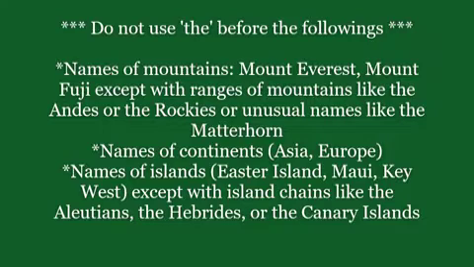Then we will not use the before names of continents like Asia, Europe. We will also not use the before names of islands like Easter Island, Maui, Key West, except the exceptions with island chains like the Aleutians, the Hebrides, or the Canary Islands.